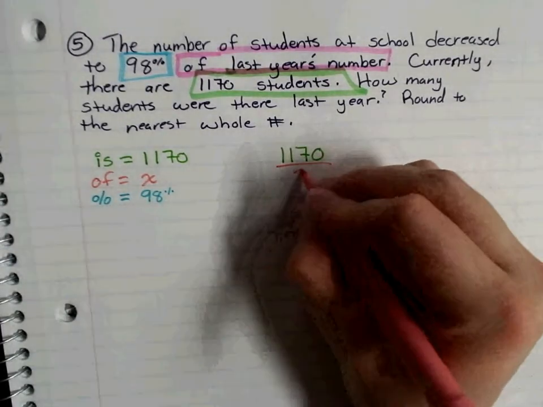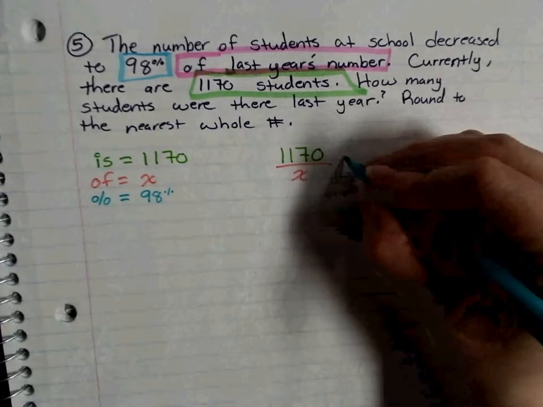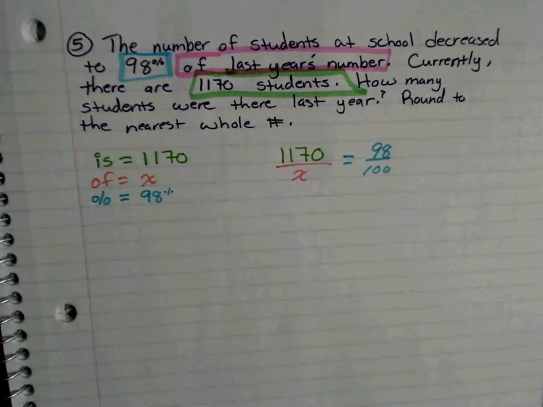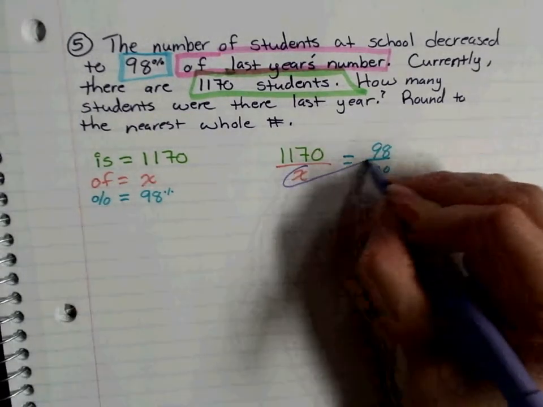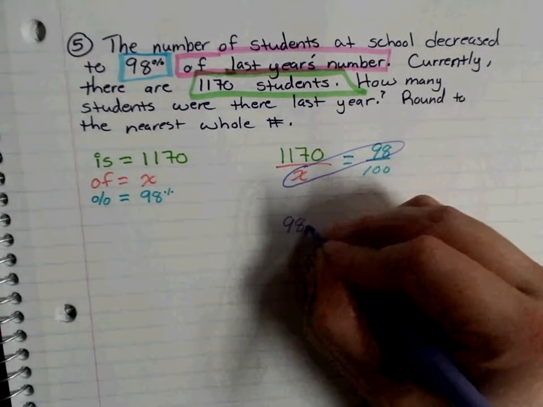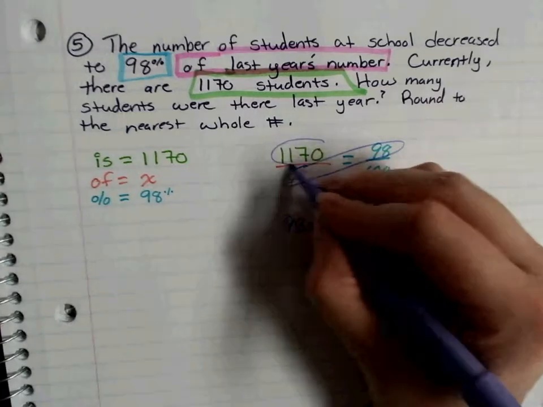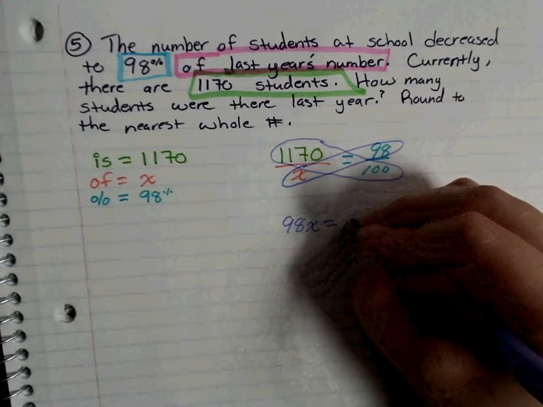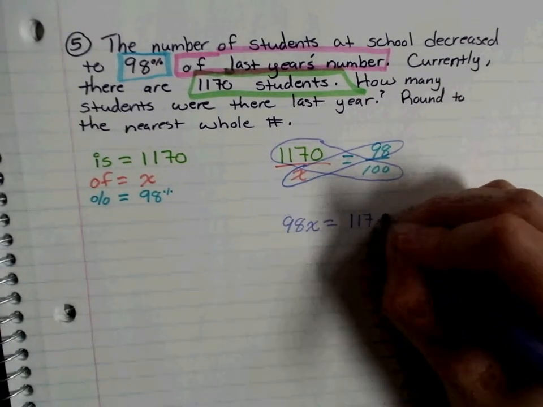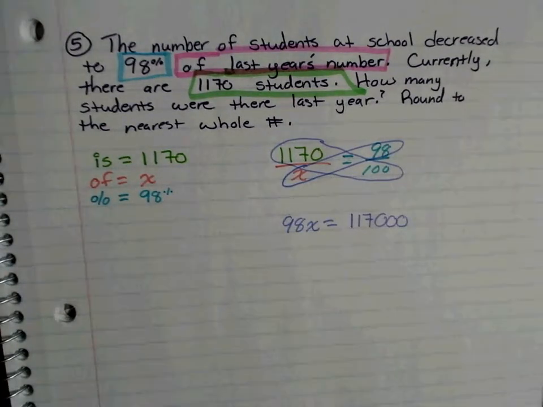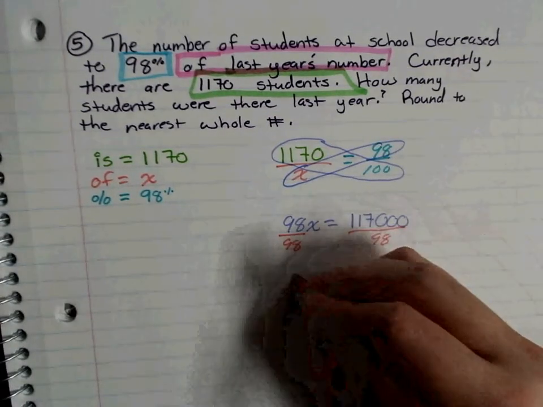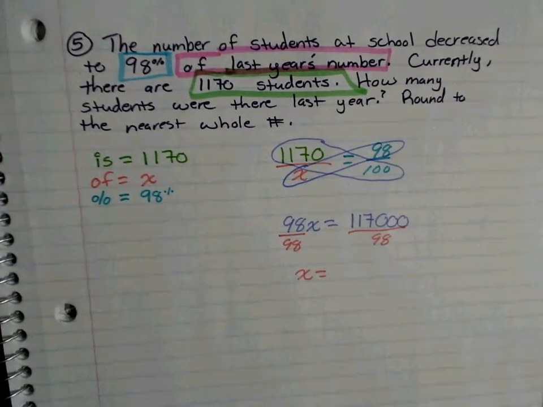So when we set it up, we're going to set it up as 1,170 over x equals 98 over 100. We'll do the cross product. Do 98 times x, which gets you 98x. Do 1,170 times 100, and that's going to give you 117,000. And then the last step is going to be to divide by 98.